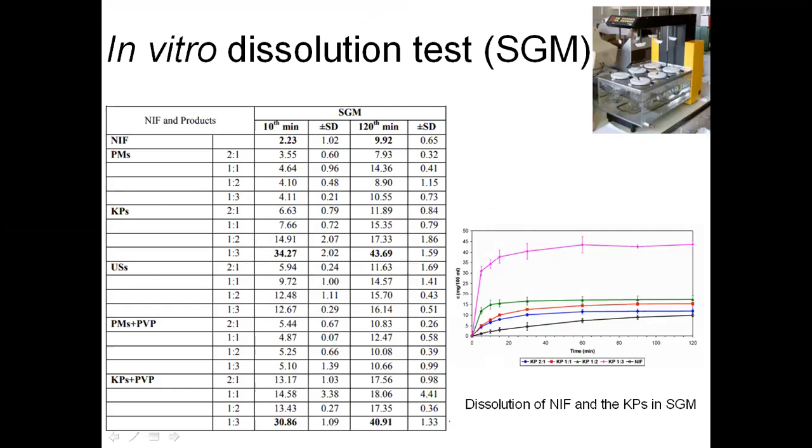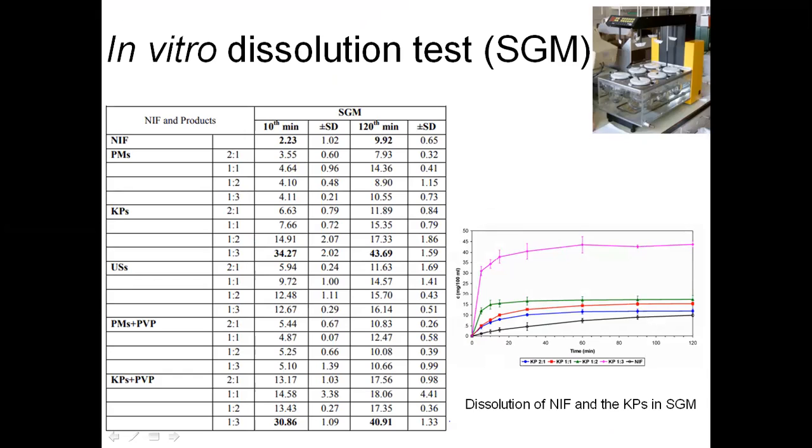Niflumic acid has an acidic character, and its dissolution was therefore better in simulated intestinal media than in simulated gastric media. The dissolution of the cyclodextrin and cyclodextrin plus PVP containing products was in all cases better than that of the pure drug in both media.